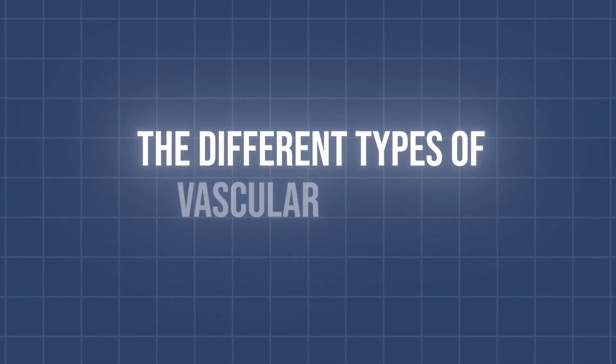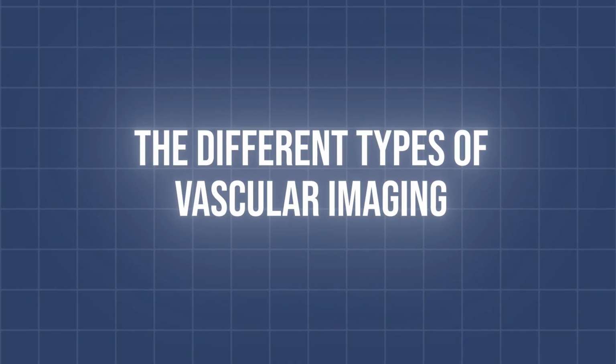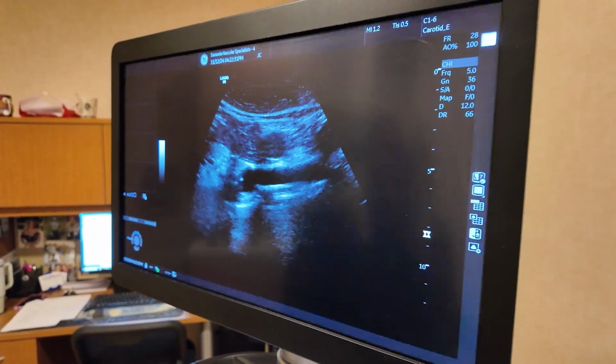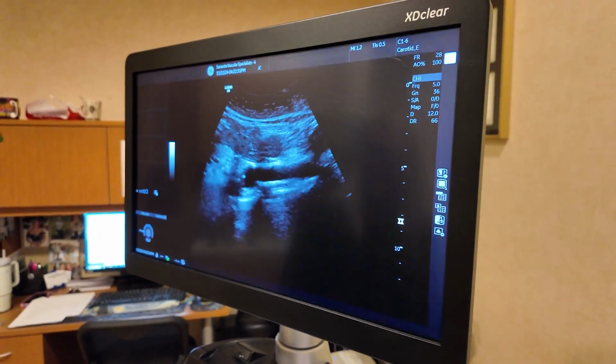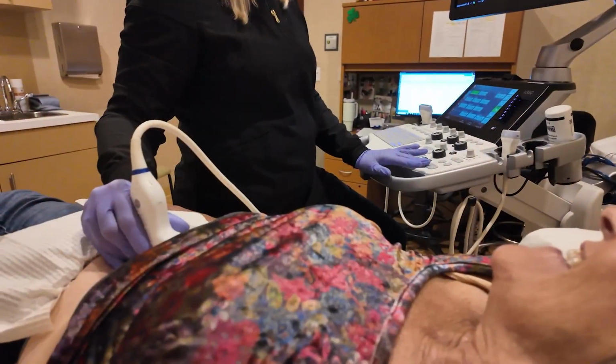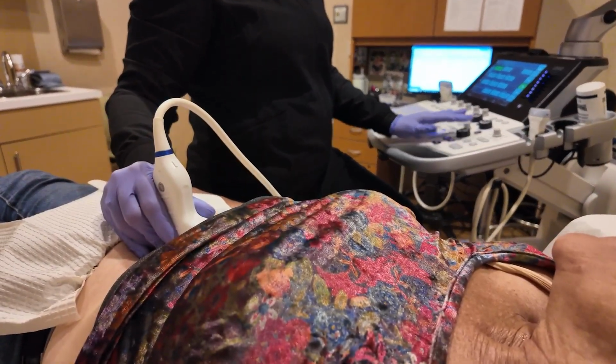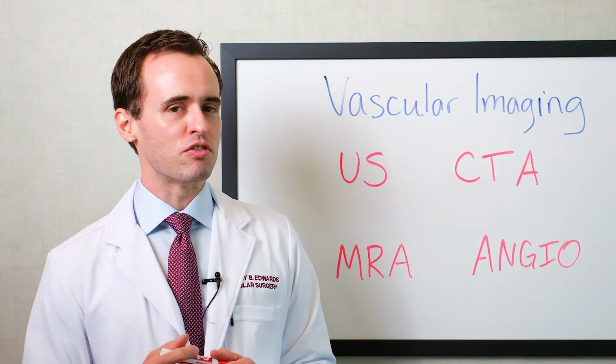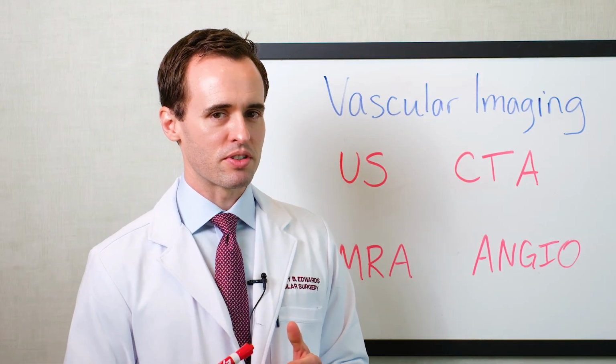Today we're going to talk about the different types of vascular imaging. There's a lot of different ways we can image your blood vessels. Sometimes it depends on what we need to image and why, and of course the individual patient. But it can be a little bit confusing when we think about the different types of imaging.